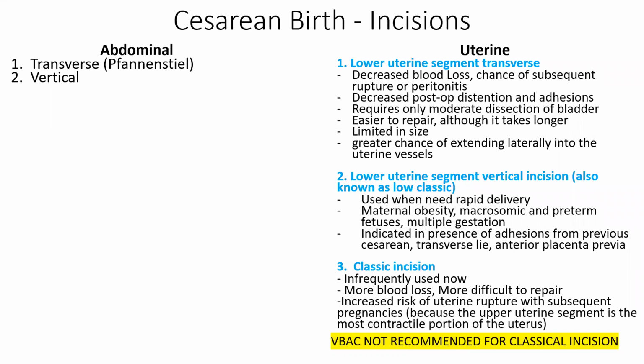This is usually going to correspond with more blood loss than a lower uterine transverse. This is more difficult to repair. This is an increased risk of uterine rupture with later pregnancies because the upper uterus is the most contractile portion of the uterus. Just think about surgery and all that. You're growing and growing, and it would possibly create a rupture as well.